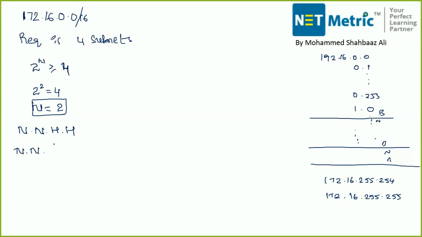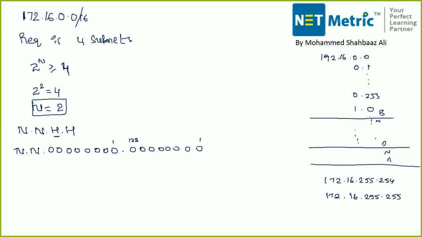Host portion I will expand. This octet contains 8 bits, so I'm writing 1, 2, 3, 4, 5, 6, 7, 8 bits. And this octet also contains 8 bits. So we know that every octet will start from 1 and it will end at 128.